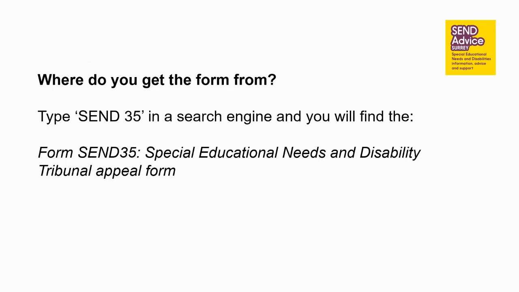Where do you get the form from? If you type SEN 35 in a search engine, you will find the form SEN 35, Special Educational Needs and Disabilities Tribunal Appeal Form. Remember to save it with your child's name, date of birth, then the word SEN 35. Page 1 is full of useful information and worth a read.